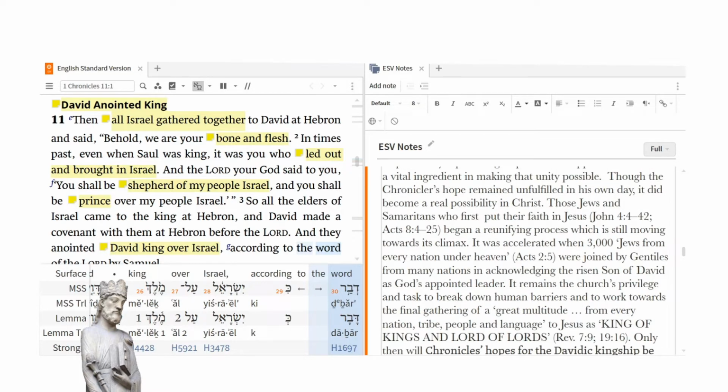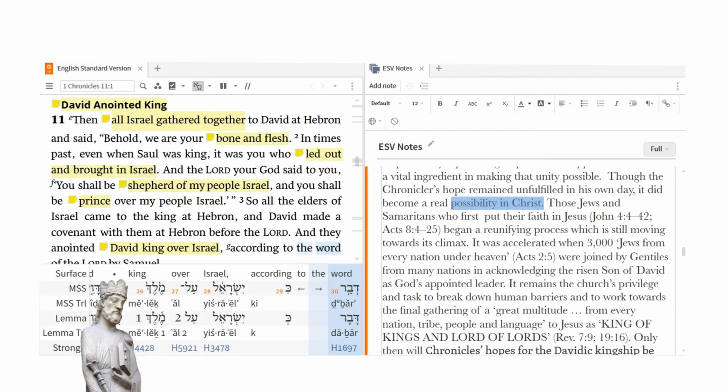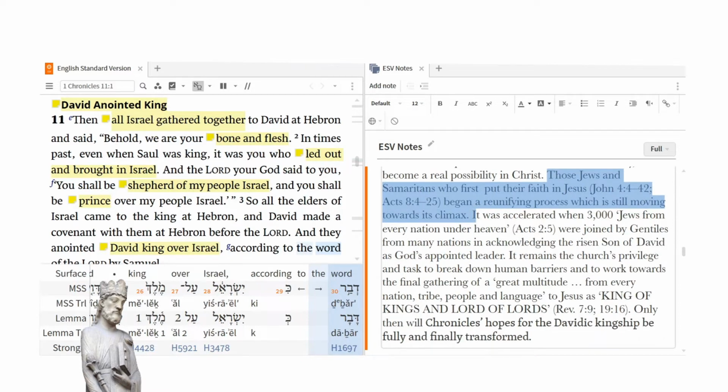Of course, he's pointing out, though, that this does become a possibility in Christ, and there are Jews and Samaritans who put their faith in Jesus, John 4, Acts 8. So they began this unifying process that basically culminates in Acts 2, Pentecost, when you have 3,000 Jews from every nation under heaven.